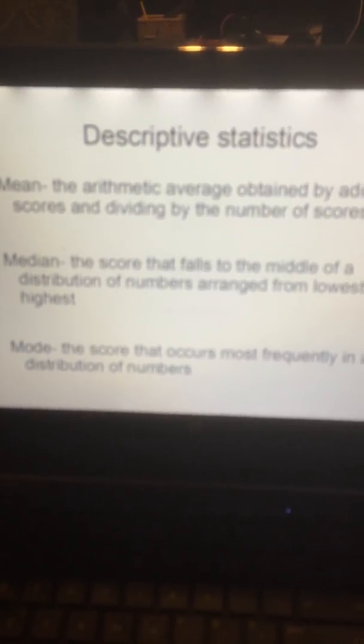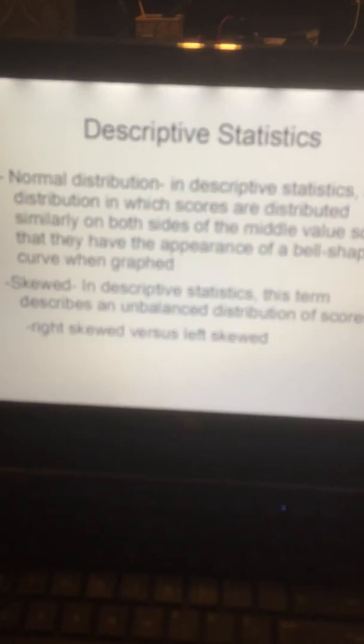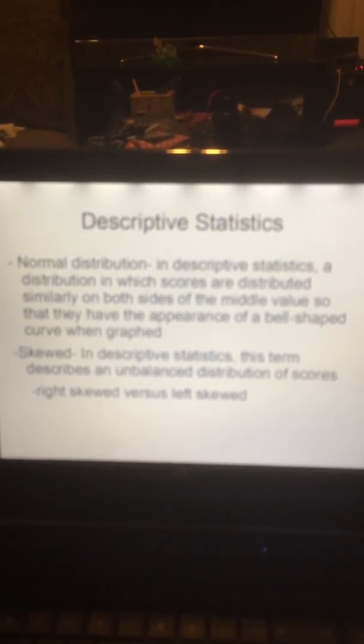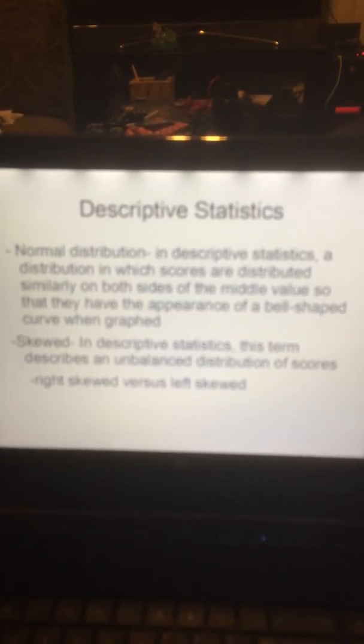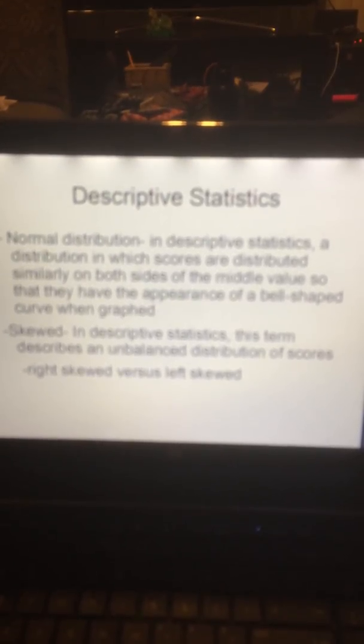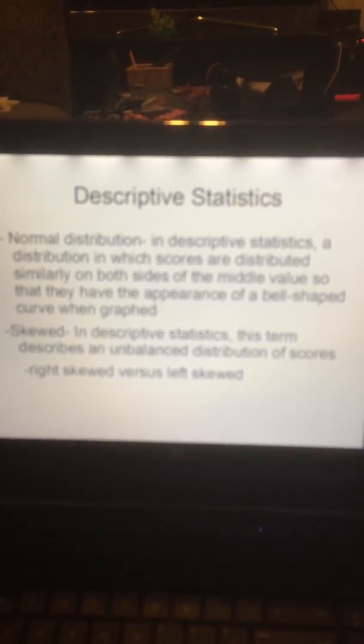Now if you're doing a normal distribution, this is when you have the same amount of data above and below the mean. A normal distribution, in descriptive statistics, is a distribution in which scores are distributed similarly on both sides of the middle value, so they can have the appearance of a bell-shaped curve when graphed.